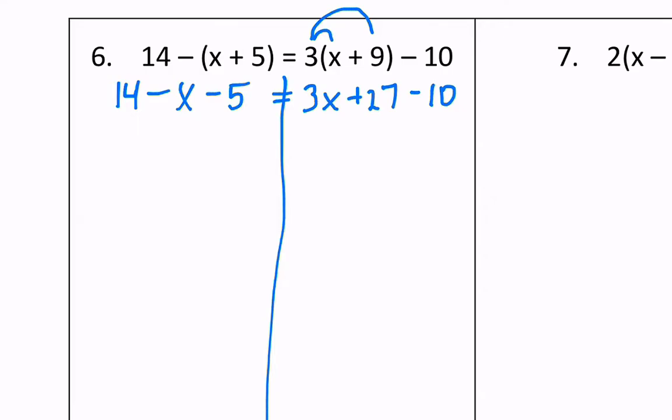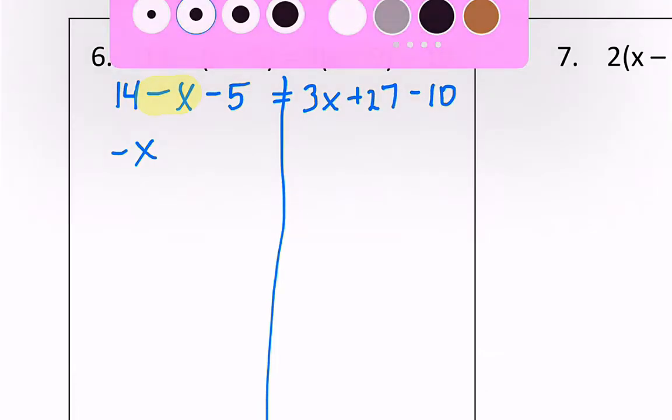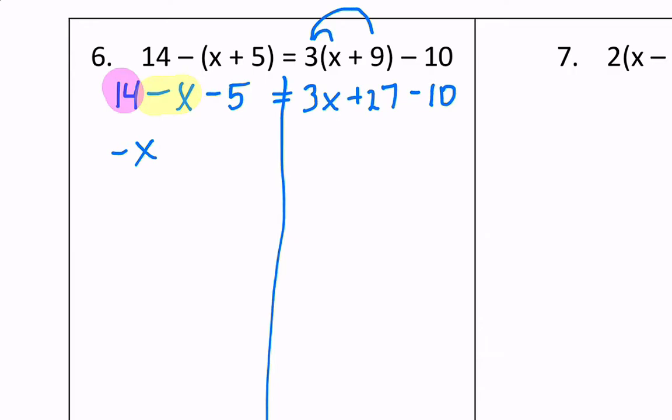Done. Okay, the next thing we want to do is see if we have like terms on both sides. So first, let's look on the left side. I'm going to look for x's first. Those are my only x's, so I know that negative x will drop down. Okay, now I'm looking for regular numbers on that left-hand side. I see a 14 and I see a negative 5. So we're going to combine those, which means add. 14 plus negative 5 gives me a positive 9. Equal sign on our line.